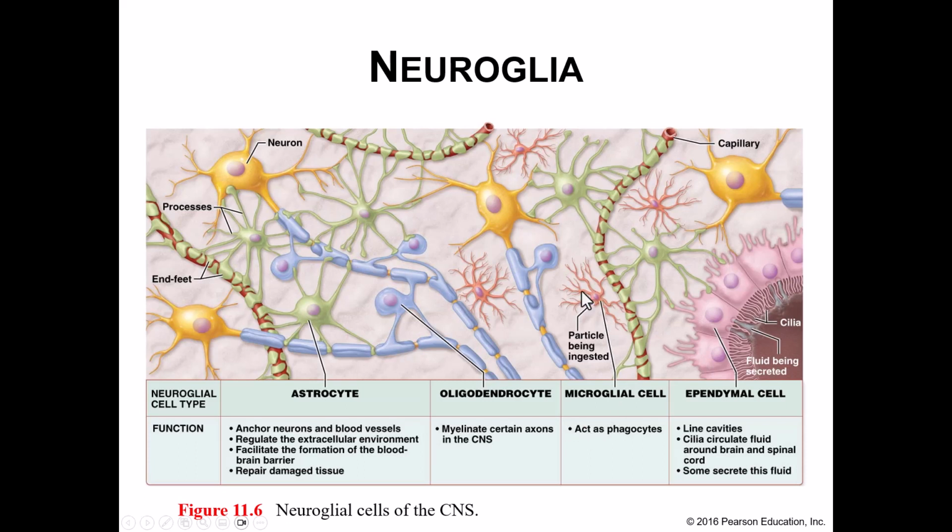The microglial cells, these kind of reddish salmon-colored cells, are our phagocytes in the central nervous system and help to keep everything cleaned up and in order. These ependymal cells are going to line the cavities of the central nervous system. They have cilia to help circulate that cerebrospinal fluid, and they are responsible for helping to form that cerebrospinal fluid from the circulatory system. And we'll look at that in more detail in Chapter 12.